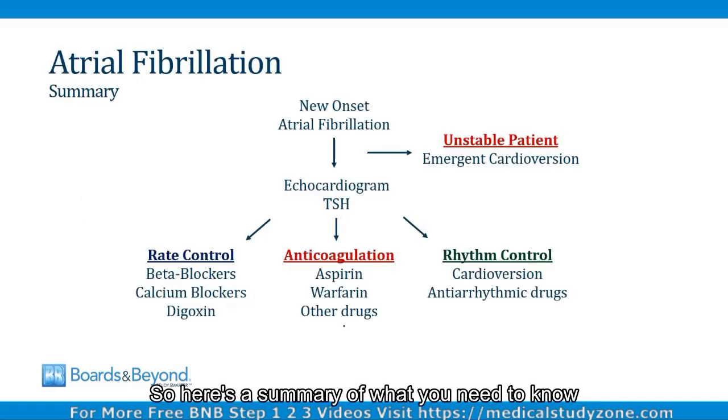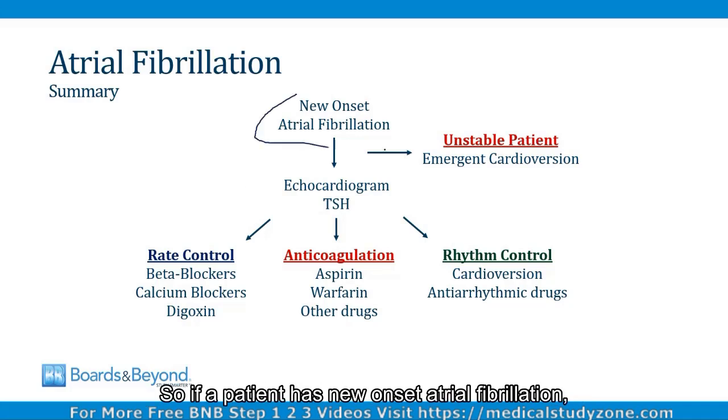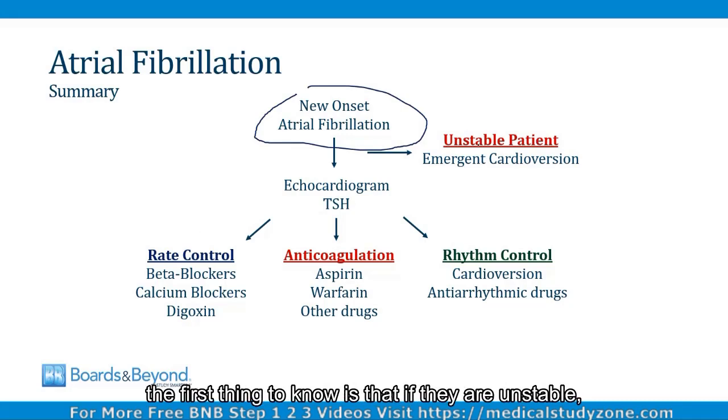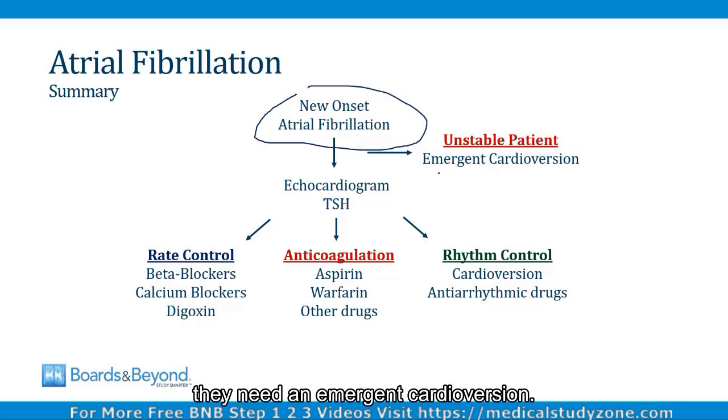So here's a summary of what you need to know about atrial fibrillation for your board exams. If you understand everything on this slide, you can answer just about any question on AFib. So if a patient has new onset atrial fibrillation, the first thing to know is that if they are unstable, they need an emergent cardioversion.